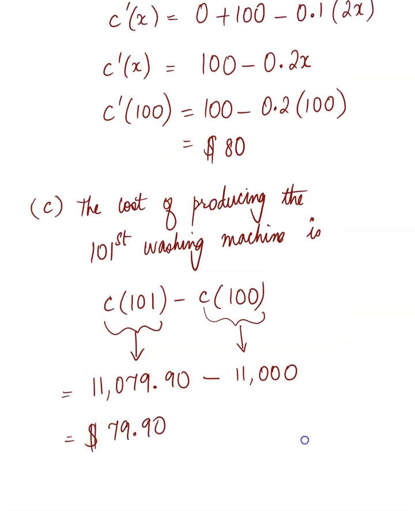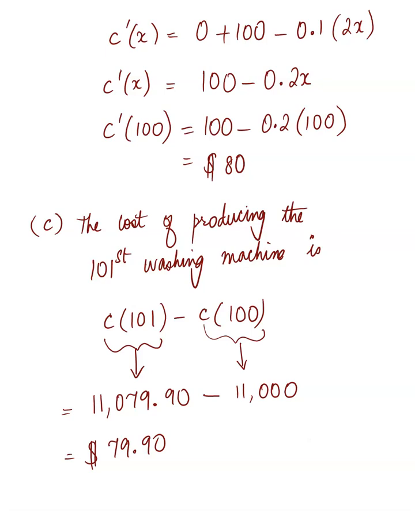And you can see that part B and part C, right, they come out to be almost the same. They're approximately equal to each other, because that's 80 and this is 79.90 when you do it manually. So instead of doing this manually, you're using the marginal cost to help determine what will be the cost of producing additional machines, based on your current level of production, which is 100 washing machines.